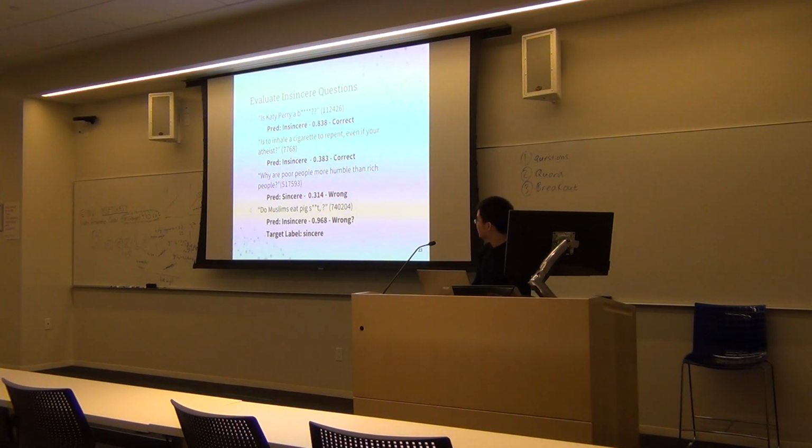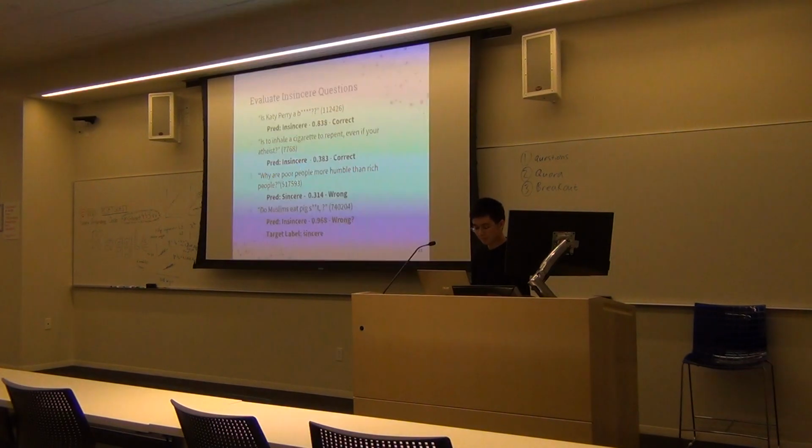And then in question 3, it actually got it wrong. But you can still see that it's picking up that it's kind of borderline. The average best threshold was about 0.33, something like that. And finally, it was very confident that number 4 was insincere, like we might expect, but it was scored wrong because the target label was sincere.